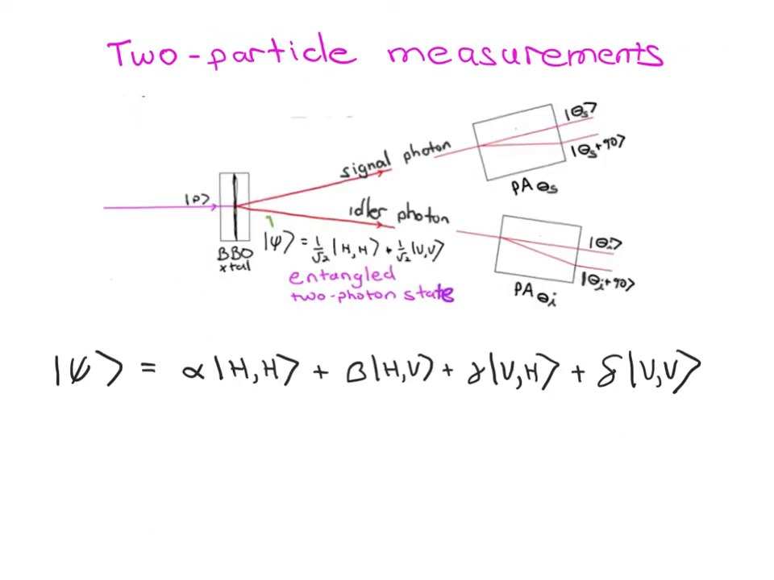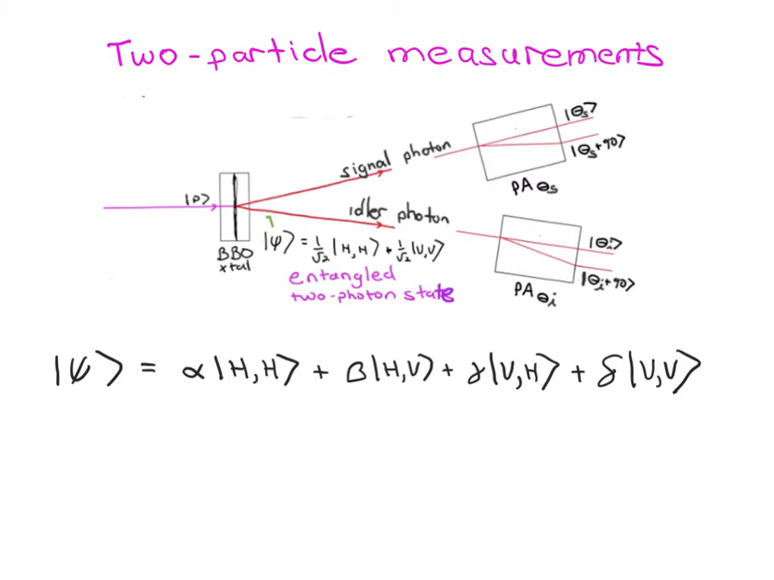Okay, so now let's try to take a leap from one particle measurements to two particle measurements. And here's a cartoon of a familiar situation that we've been dealing with, where we've often been dealing with this very particular two particle photon state of polarizations HH and VV.